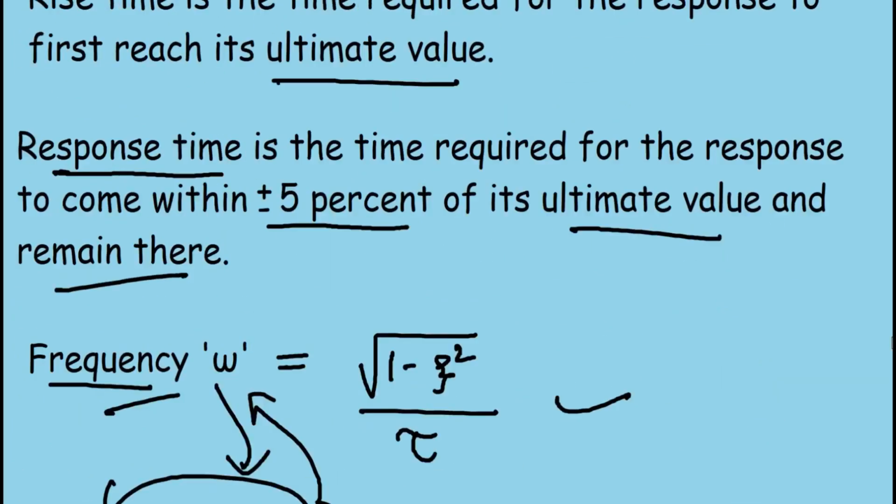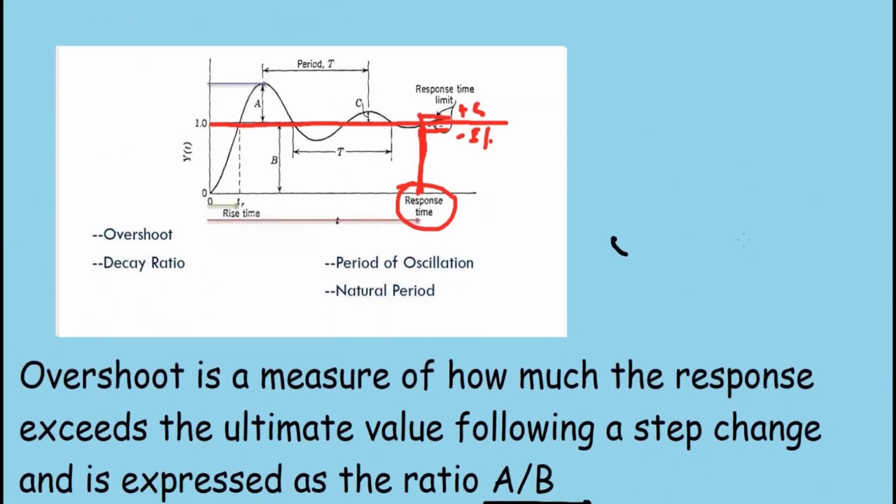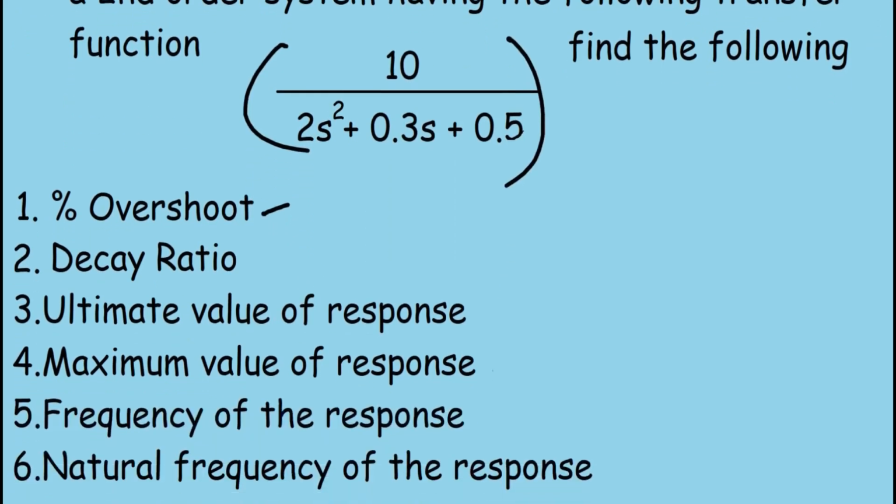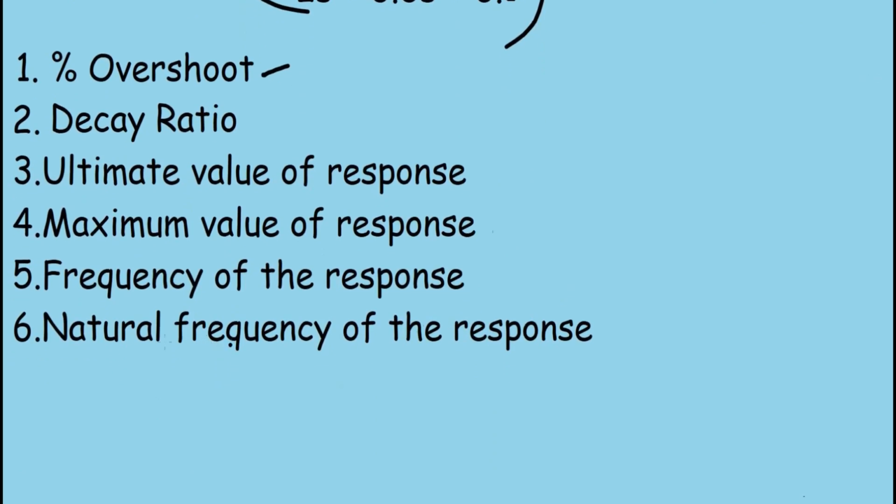Now we will try to solve a problem on this, then it will be more clear. The question says a step change of magnitude 10 is introduced into a second order system and the transfer function is given. Now they are asking to calculate the percentage overshoot, decay ratio, ultimate value, maximum value, frequency and natural frequency of the response. So we will first see what is the general form of the transfer function for a second order system.